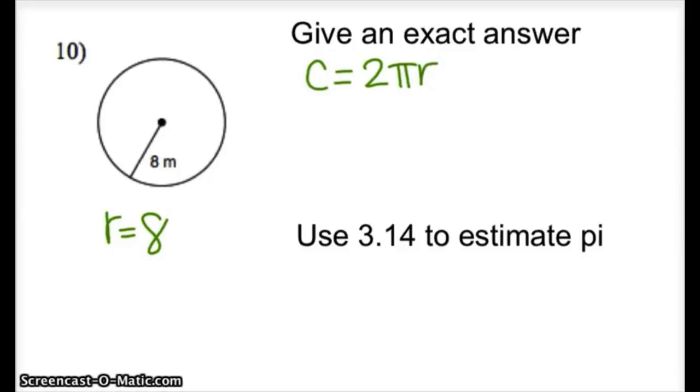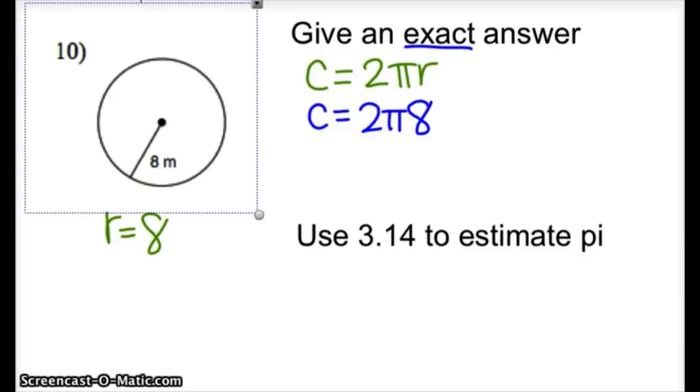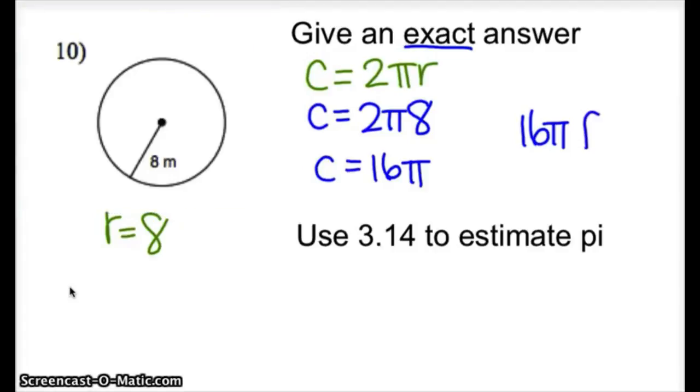So I'm going to substitute what I know. C equals, I know 2, it says exact, so I'm going to leave pi, and my radius is 8. When I multiply these three things together, I am going to get a solution of 16 pi. I'm going to leave pi alone. I'm not going to multiply it together because I want it to be an exact answer. I was going to write feet, but it's actually meters.